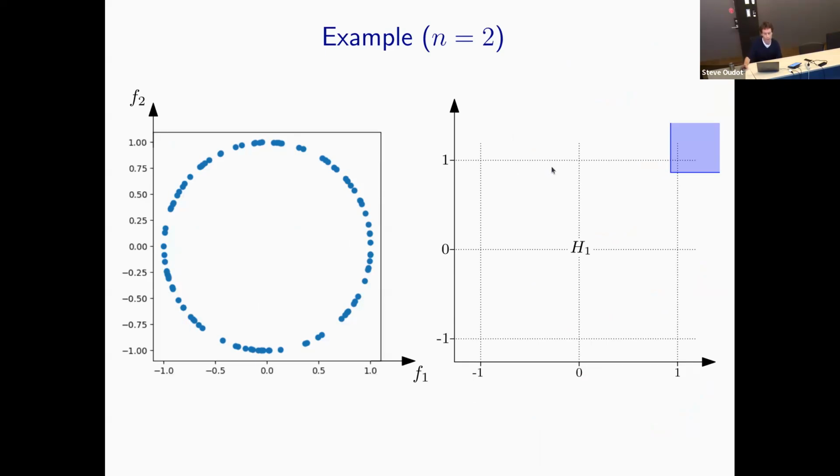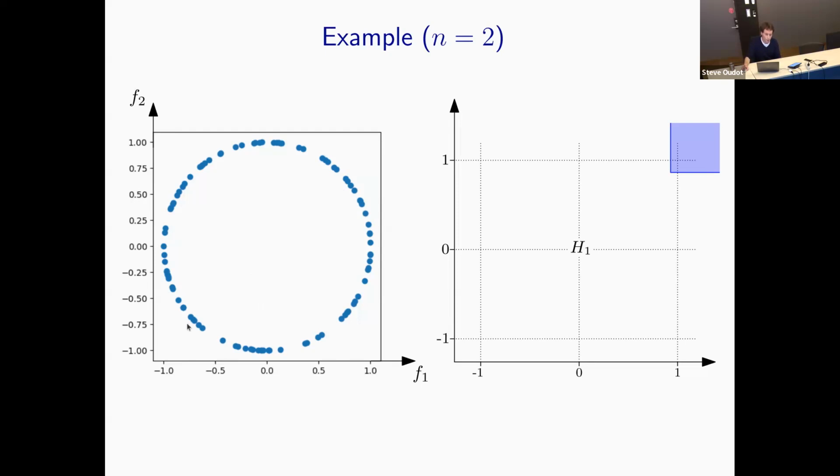And what is the ground truth here? I'm looking at homology in degree 1. And what is the function? The function is just the coordinate functions in R2. The first coordinate function is F1, the second coordinate function is F2, and now my function is just the concatenation of these two functions. It basically is the identity.